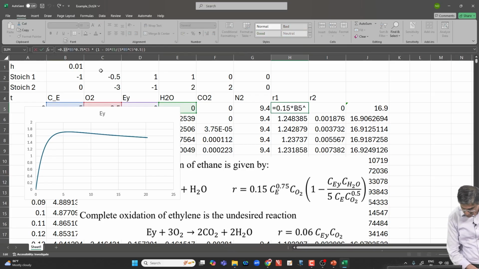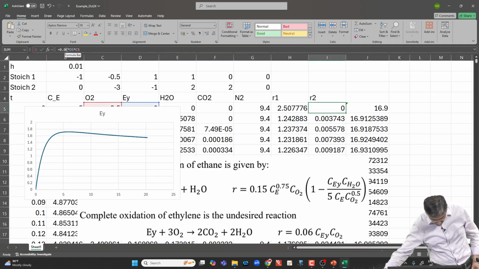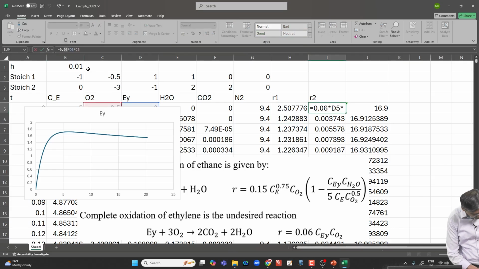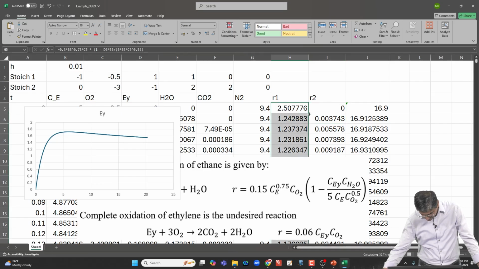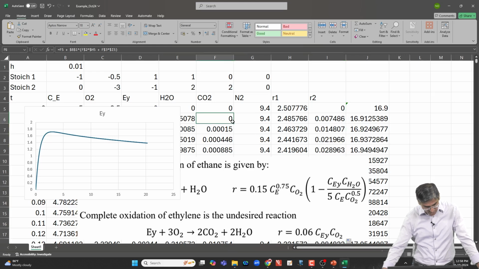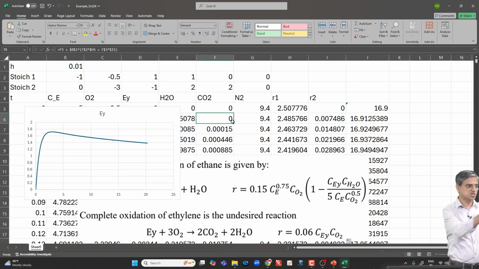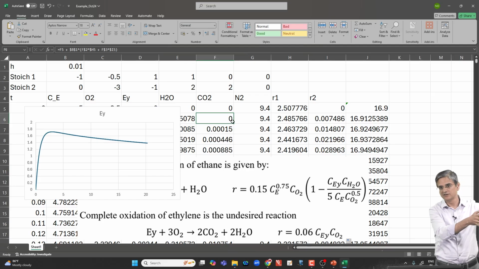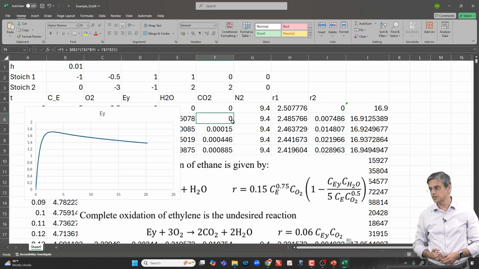So 0.3 over here and 0.12 over here. I'll just double click this. So what happens? You see that the maximum has shifted towards an earlier time. Why? Because everything is speeding up. Both the rates of reaction have gone up, so you will want to stop it at an earlier time.